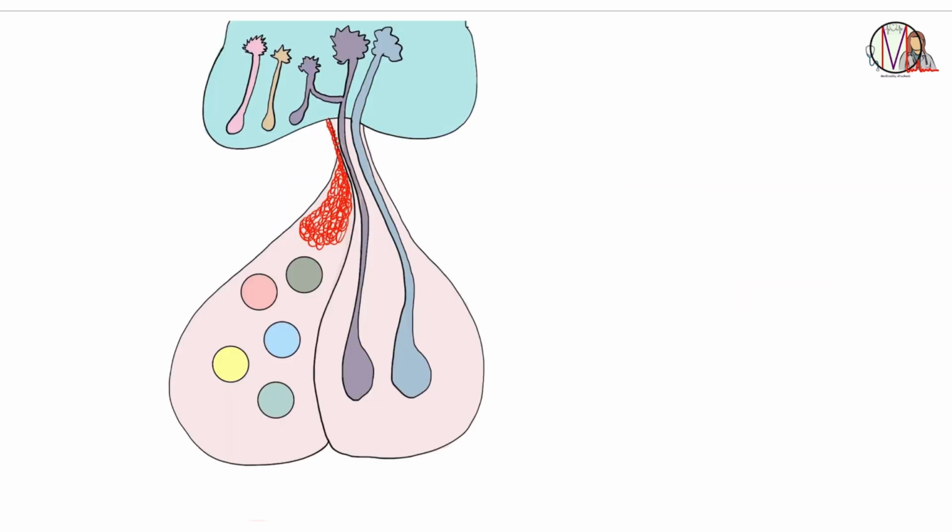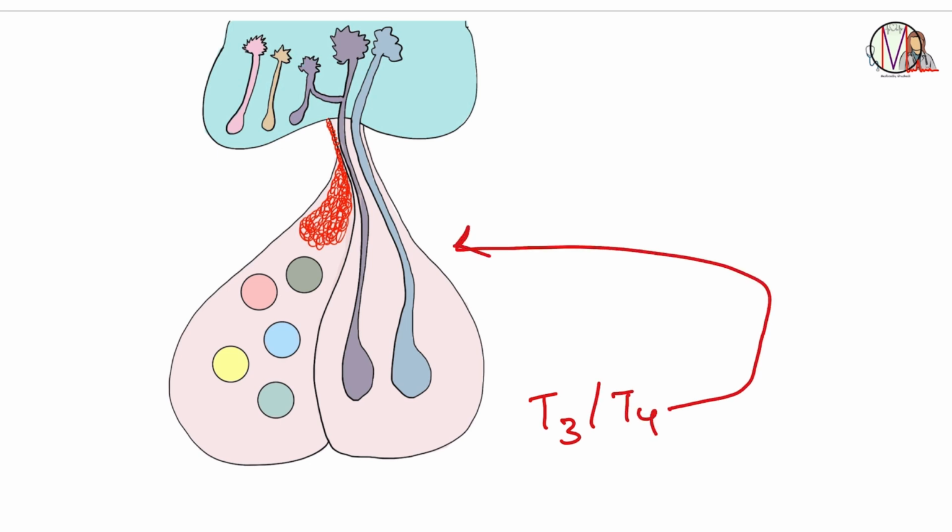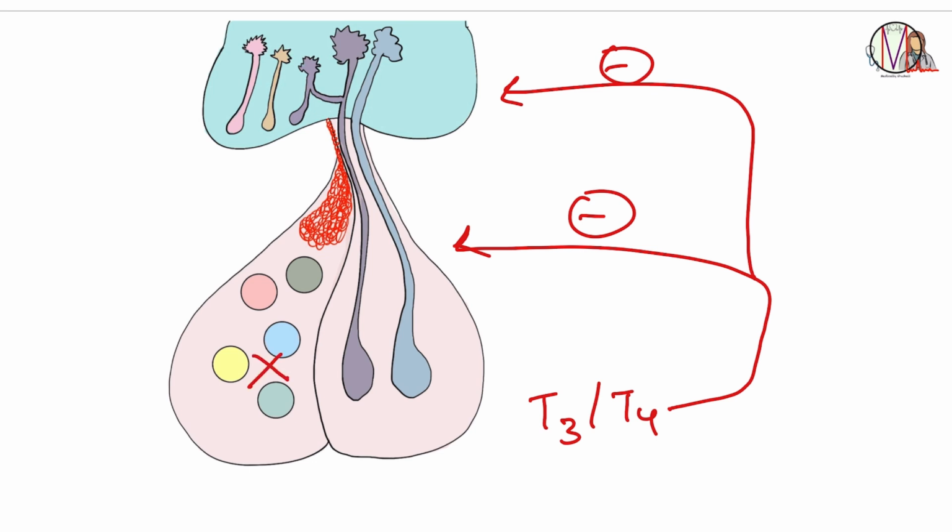Let's also talk about the inhibition of this whole process. So when there is enough free T3, T4, then they will give a negative signal, or in other words, negative feedback to the anterior pituitary and the hypothalamus, letting them know that we have enough thyroid hormones right now, so you can stop for now.